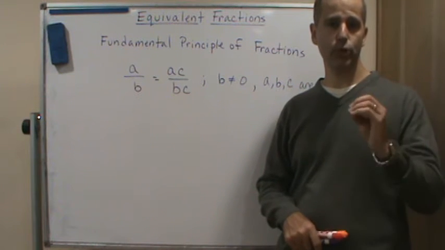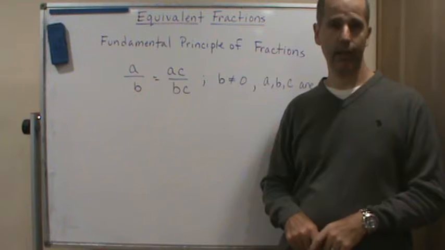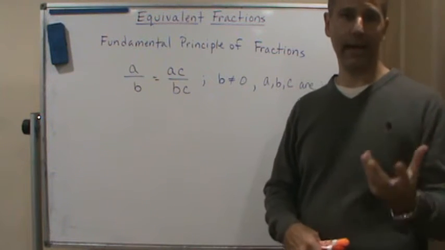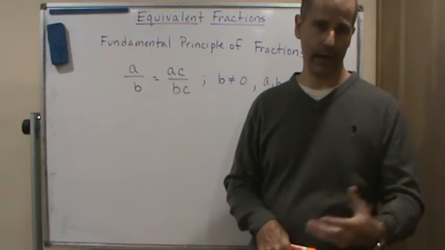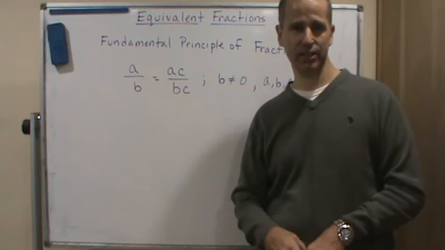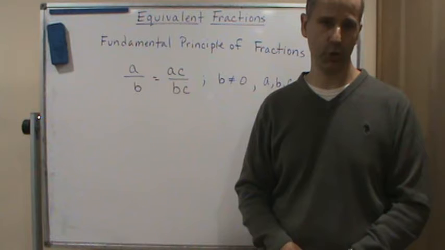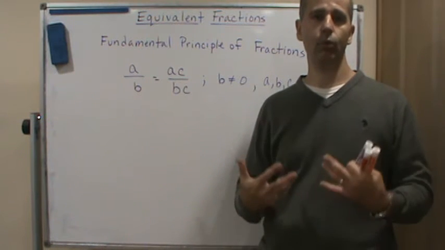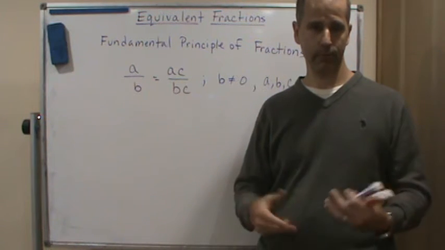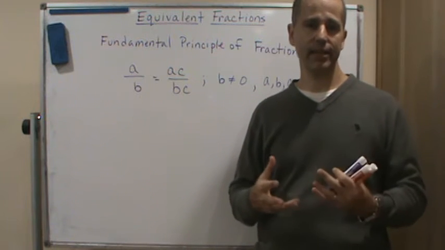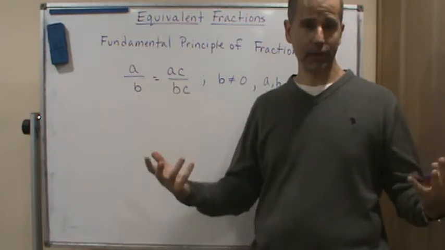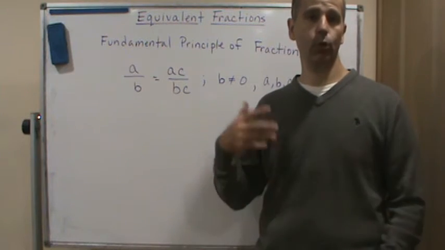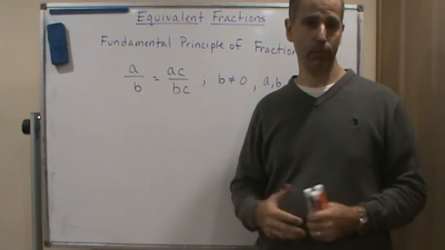Which means that they're measuring the same thing, okay? For example, we know that 1/2 is the same as 2/4, which is the same as 4/8, which is the same as 3/6, which is the same as 100 over 200, because they all represent a half, okay? And the thing is, you can get to any one of those fractions by either multiplying or dividing by the same number on the top and the bottom.